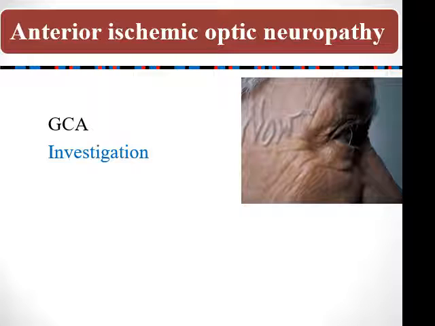Absent pulsation of the superficial temporal artery is highly suggestive of the disease. ESR is very high, and in cases of equivocal ESR results, raised C-reactive protein is diagnostic. Temporal artery biopsy is highly recommended in cases of suspicion of giant cell arteritis.